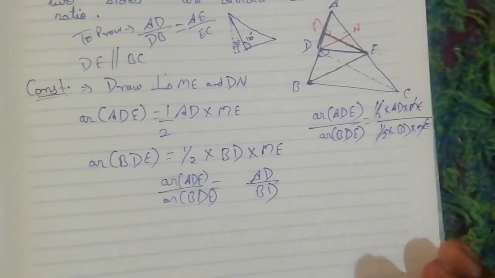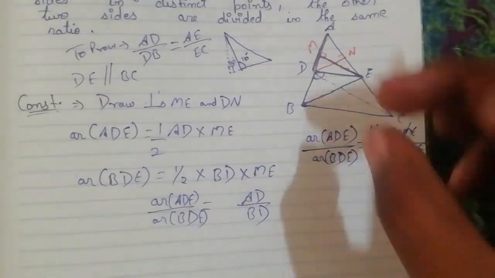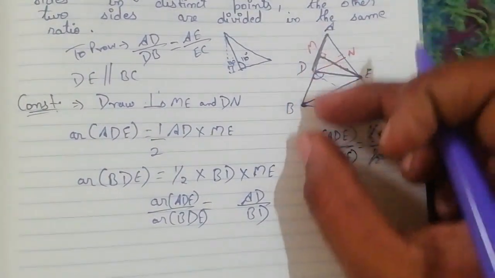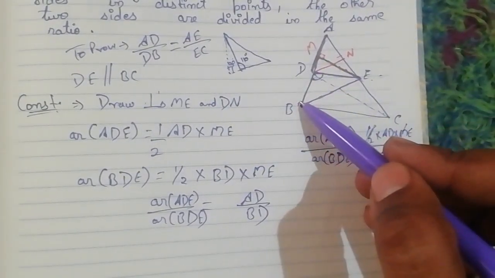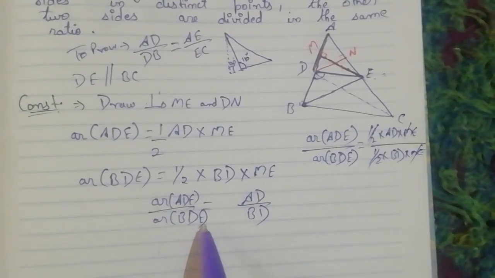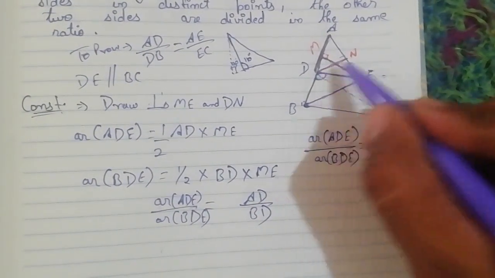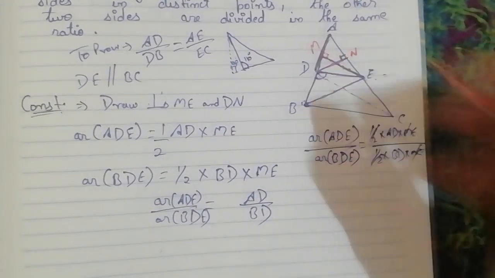Okay, have I done something extraordinary here? No, I just wrote the area of triangle BDE when AD is the base, and once again triangle BDE when BD is the base. So from here we have area of ADE upon area of BDE is equal to AD upon BD. Now we will take this as altitude. This means DN is our altitude now.